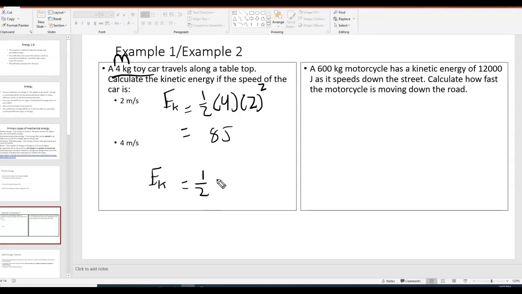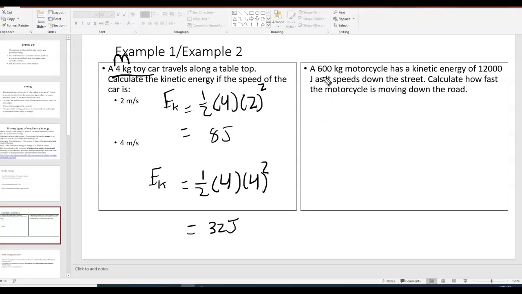Okay, so now my mass is the same, but now I'm going to plug in for V, I'm going to put 4 squared. And let's do this again. 4 squared is 16. 16 times 4 is 64. And then half of that is 32. Okay, and so when we double the speed from 2 meters per second to 4 meters per second, notice we actually increase the energy by a factor of 4. Okay, so that's why I said on the last slide that speed is much more important than mass in the kinetic energy equation.